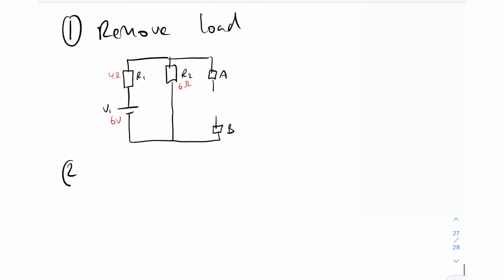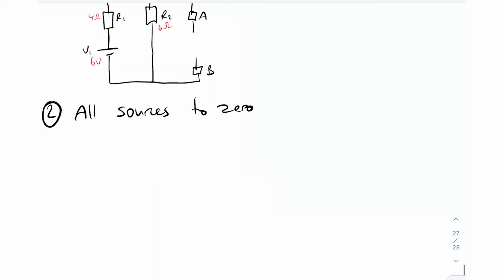Okay, so step two, we need to set all sources to zero. The important point to remember here is that voltage sources are set to zero by doing what? Shorting them, right? And current sources are set to zero by doing what? Making the circuit an open circuit.